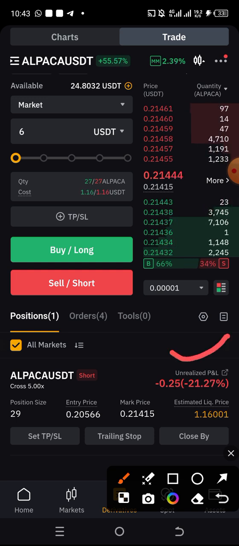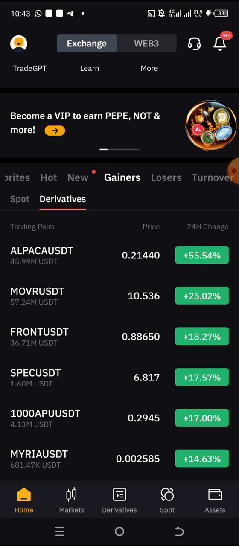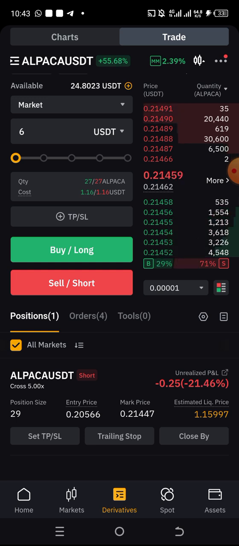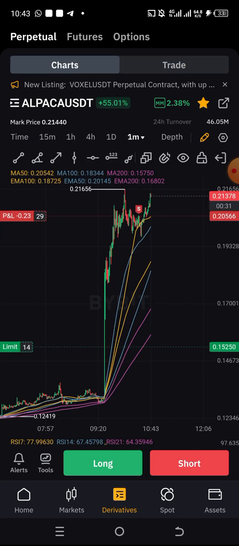All right, so this is a simple way to make use of gainer coins in combination with your RSI indicator to make trading decisions.